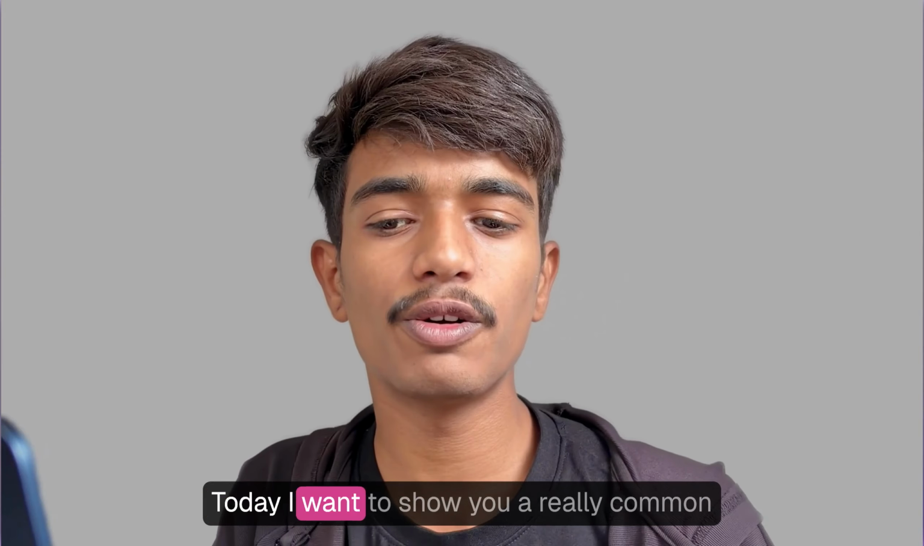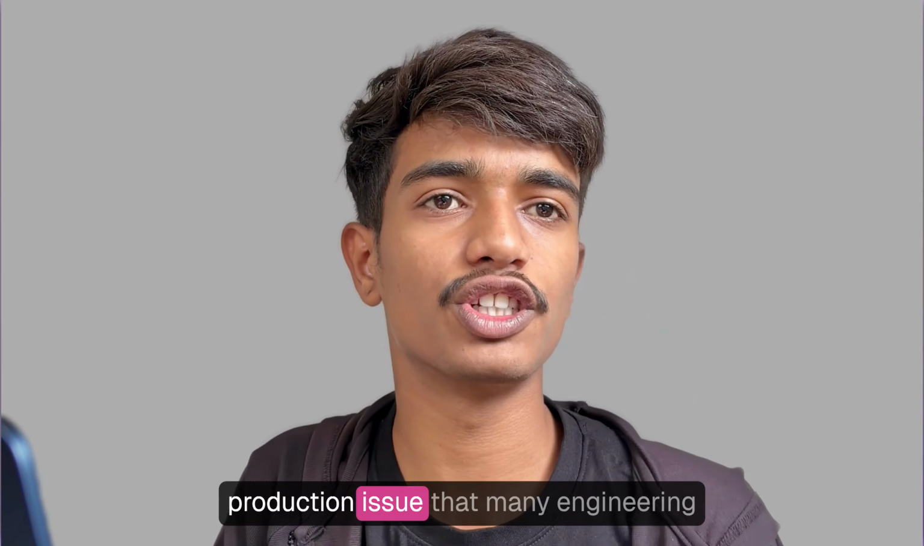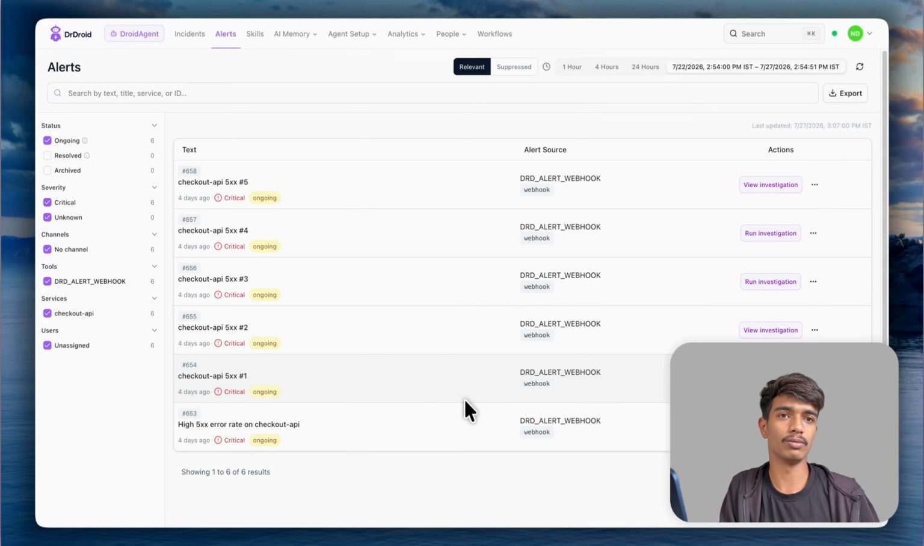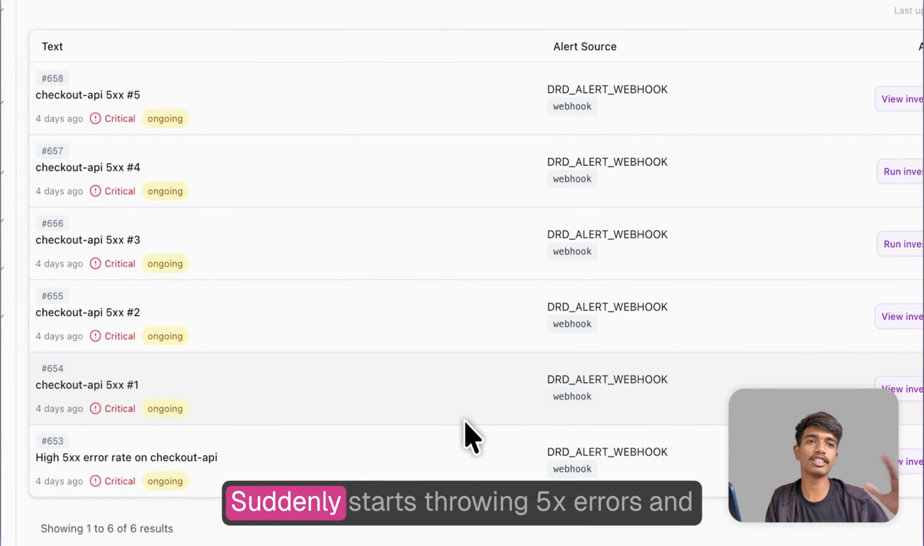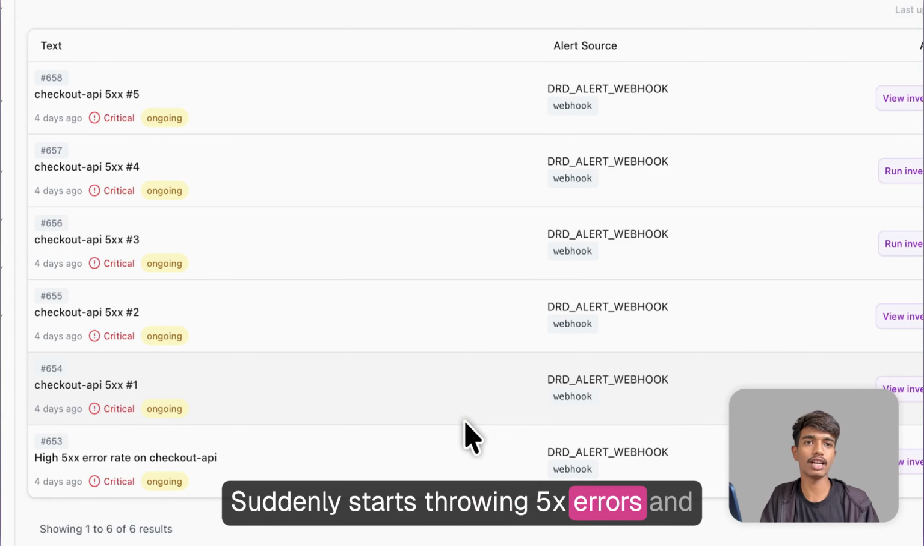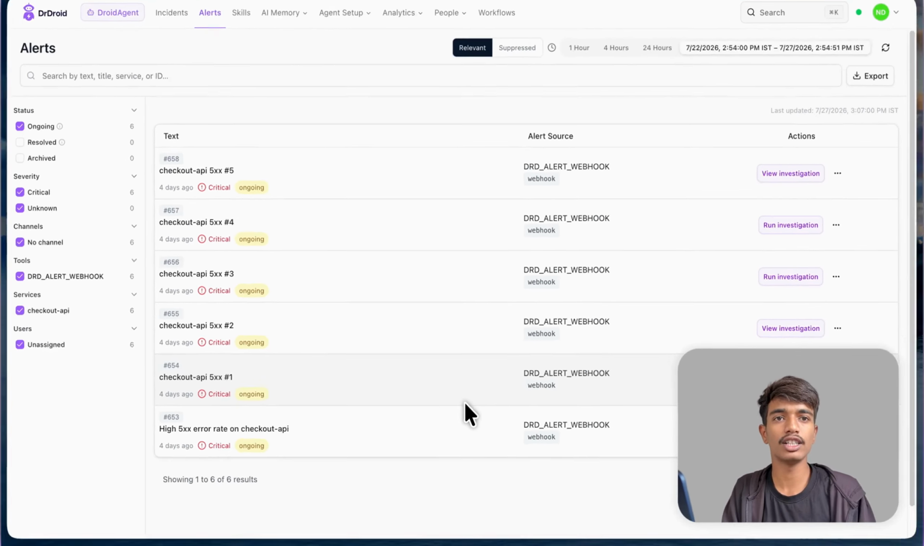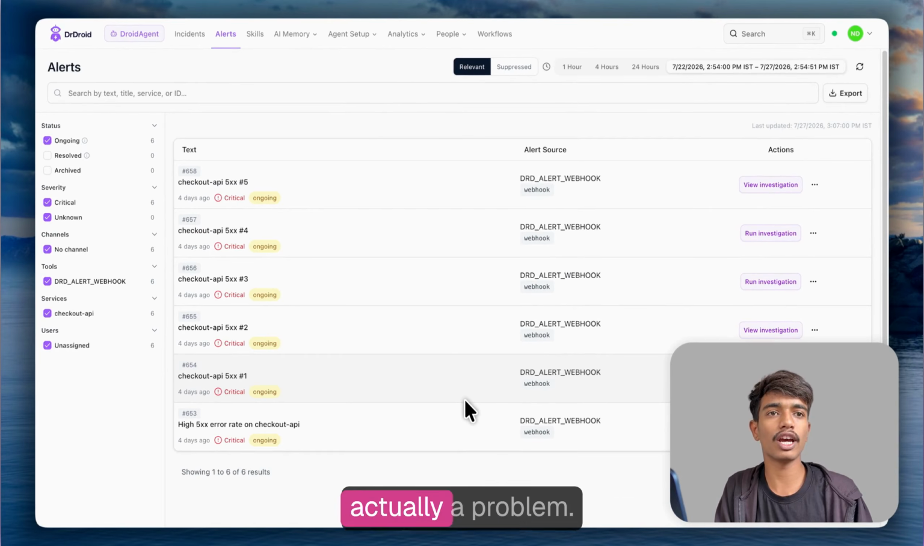Hey everyone, today I want to show you a really common production issue that many engineering teams run into: a noisy neighbor problem. Imagine your checkout service suddenly starts throwing 5xx errors, and most of the time you will start investigating checkout because that is where the alert fired, right? But in this case, checkout is not actually the problem.